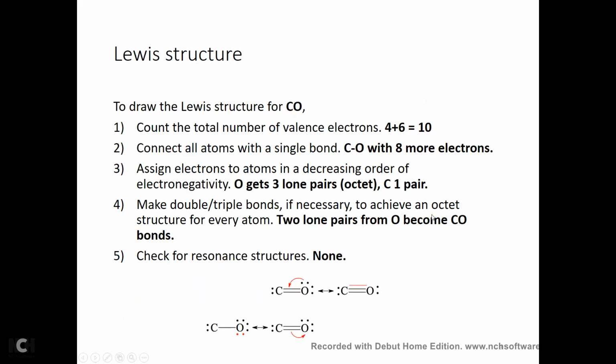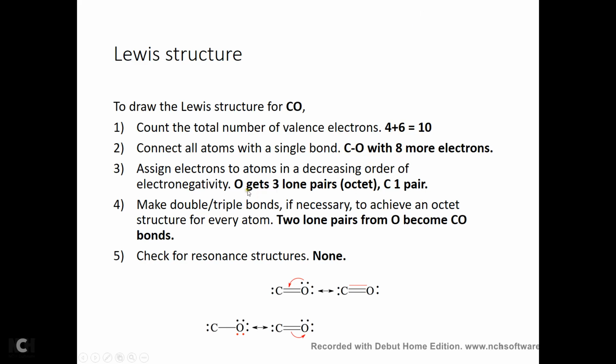Now let's look at another example. Let's look at carbon monoxide. First, let's count the total number of valence electrons. It's 10. And then we connect all atoms. There are only 2 atoms, so we put a single bond in between. So 10 minus these 2 bonding electrons, we have 8 more to give.